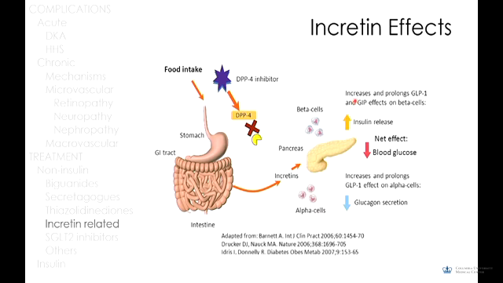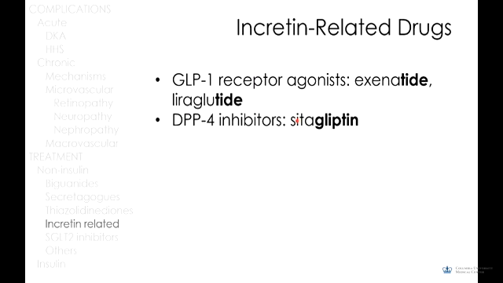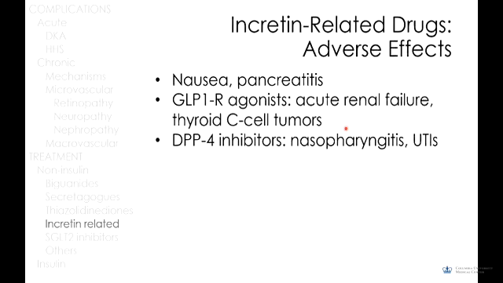So this is just a picture going through the mechanism: you eat and the incretins are secreted. They act on the pancreas. And this is DPP-4 degrading them. So incretin-related drugs are either your GLP-1 receptor agonists or your DPP-4 inhibitors. The receptor agonists are exenatide and liraglutide, and for DPP-4 inhibitors, sitagliptin is the only one I remember, and that's the only one you need to remember because the endings are all the same. Adverse effects: these drugs can be associated with nausea and pancreatitis, and they have some other random side effects that I've listed here that you can go over. Specifically, DPP-4 inhibitors are associated with random kinds of infections.